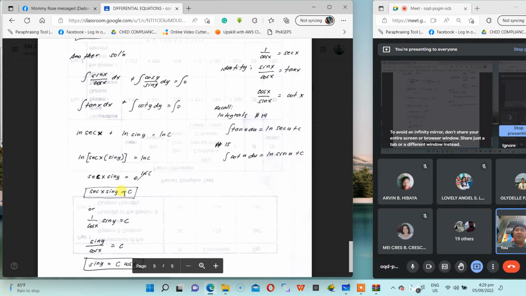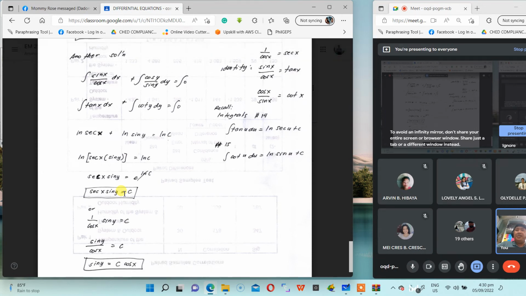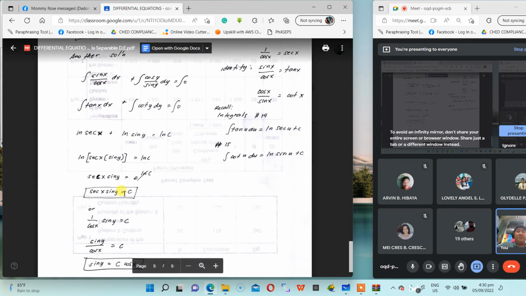So from this part, once you have separated the variables, if you know the identity, let's recall the identity in trigonometry that sine over cosine is equivalent to tangent, and cosine over sine is equivalent to cotangent. So from there, the equation becomes the integral of tangent x dx plus the integral of cotangent y dy equals the integral of 0.